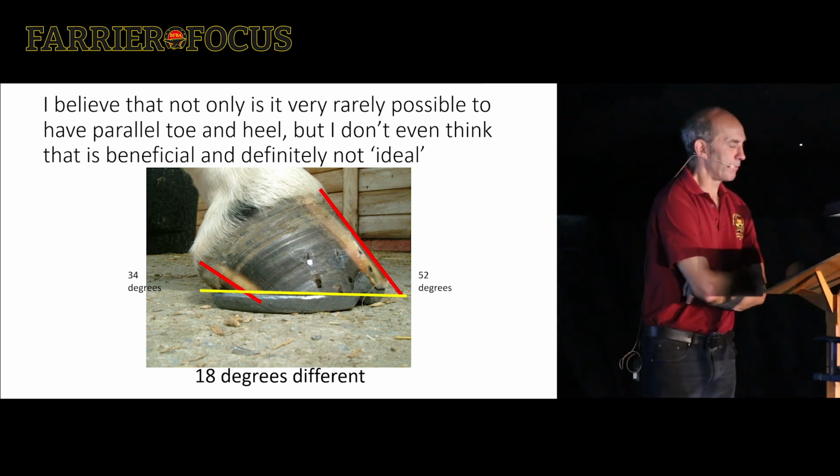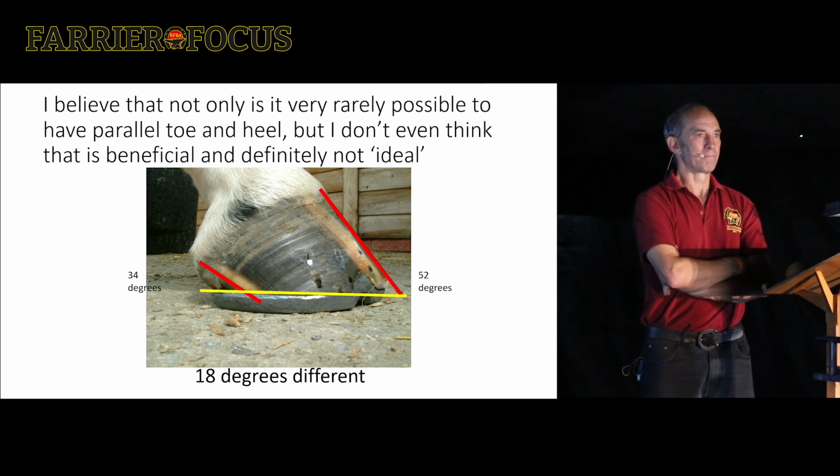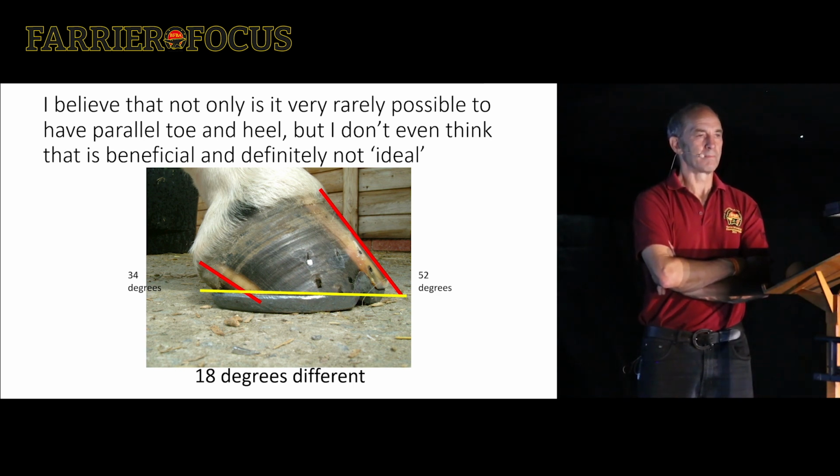Yeah, and that brings you to around, depending on the horse, around 55 for the front as the ideal target. And the rest is irrelevant as long as the solar plane of the pedal bone is not parallel to the ground.